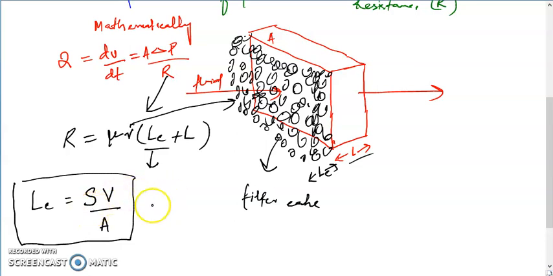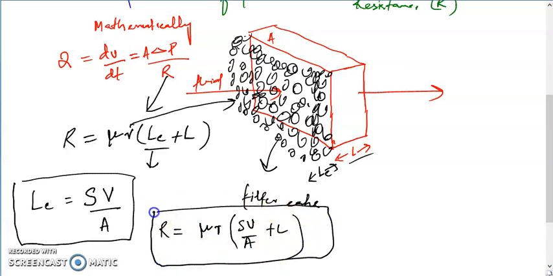Now we can write R is equivalent to mu r times SV divided by A plus L. By simply substituting the value of LC in this equation, I got R is equivalent to mu r, SV divided by A plus L. Now we can call this equation B, and the earlier one equation A. Put equation B in A.